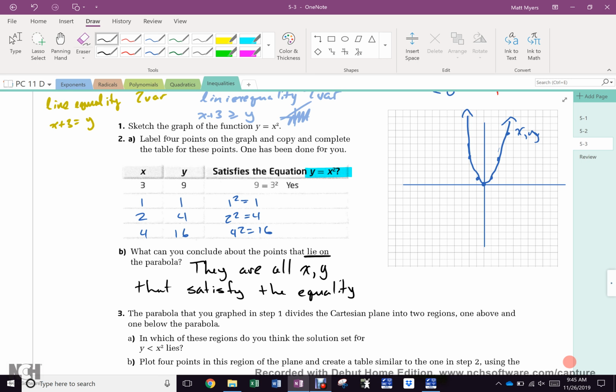Now, we come to what we have learned this year, this unit. Once we graph that parabola, our Cartesian plane is divided into two regions again, right? Just like with the line. But it's a little weirder because it's a curve, yeah? How would you define those two regions? I'm going to use blue, one above, and I'm going to use yellow, one below. Where do you think the above section is? How would you describe it?